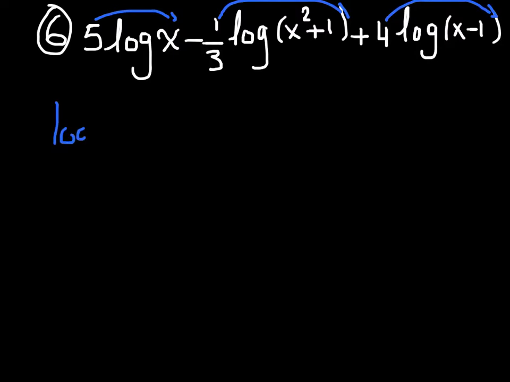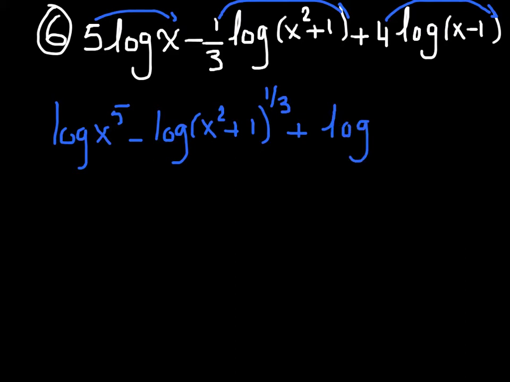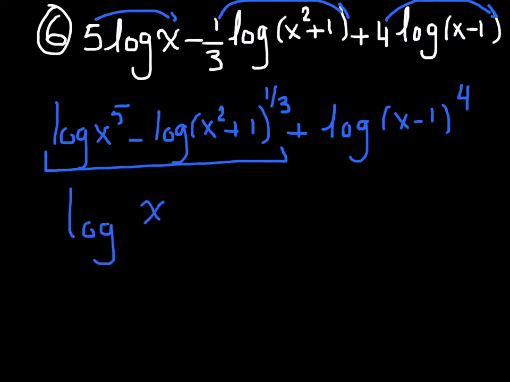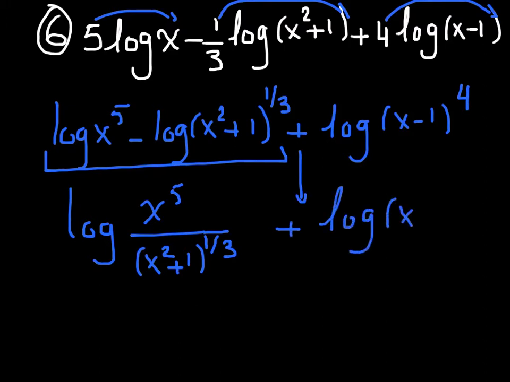This is going to give you a log of x to the 5th. This is going to give you a log of x squared plus 1, the whole thing raised to the 1/3. This is going to be log of x minus 1, the whole entire thing raised to the 4th. Now we can start combining logs. We combine those two by making them a single log of x to the 5th divided by x squared plus 1 to the 3rd. And we still have to add this quantity, log of x minus 1 to the 4th.